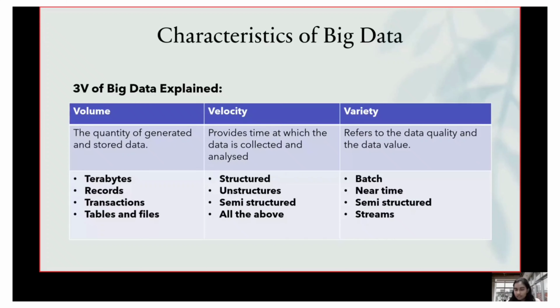Second is velocity. Velocity means the times at which the data is collected and analyzed. So for example, structured, unstructured, semi-structured, and all of the above. Lastly is variety. It refers to the data quality and data volume, such as batch, near real-time, semi-structured, and streams. These are the main characteristics of big data.